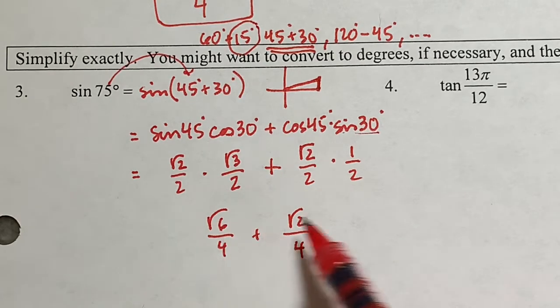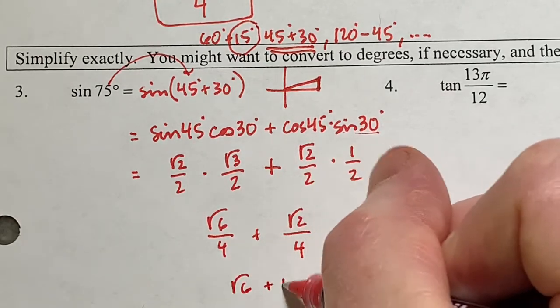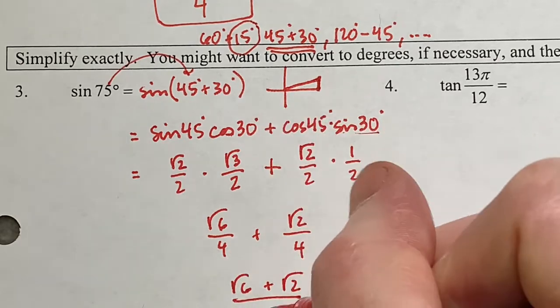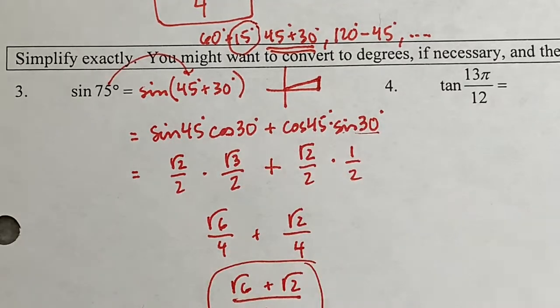These are like x's and y's. You cannot add unlike radicals together, right? So you put them over the common denominator and you just call it a day.